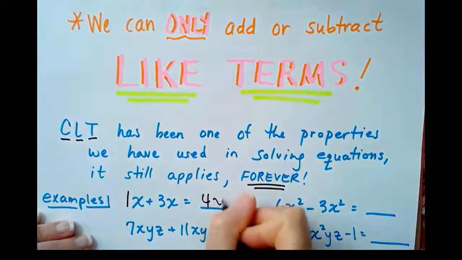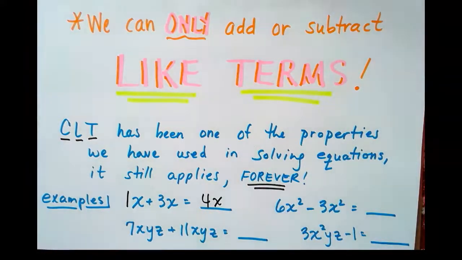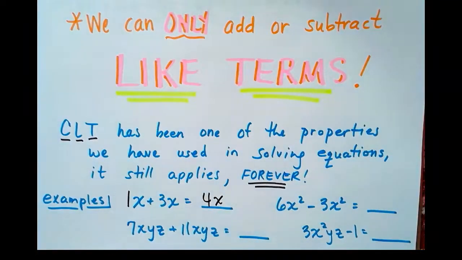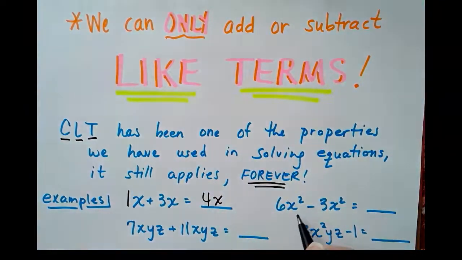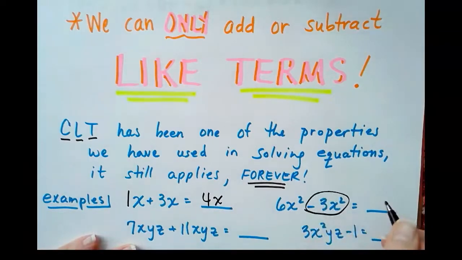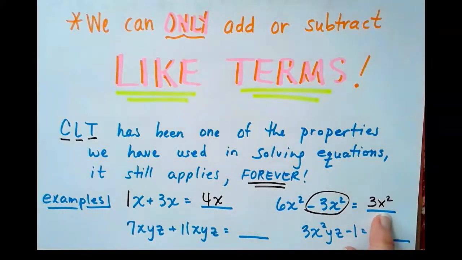I have 4x. Remember, when we add or subtract, the exponents never change. Exponents only change when we multiply or divide. Again, 6x squared minus 3x squared. How many x squareds remain once we take away those 3? 6 minus 3 leaves 3x squared. Again, the exponents never change.